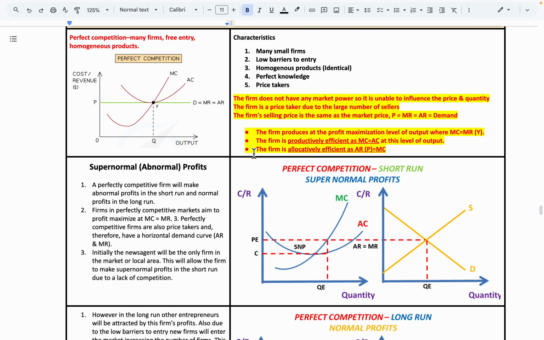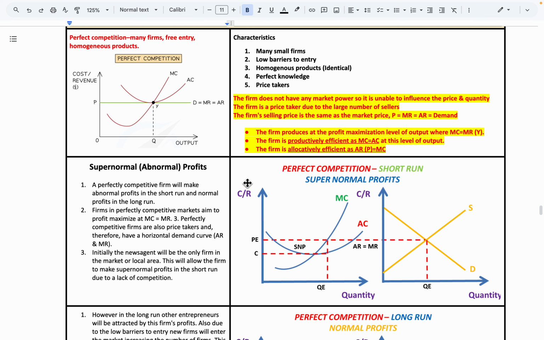Okay, perfect competition. So many firms, free entry, homogeneous products. So again, many small firms, low barriers to entry, homogeneous products, so identical, perfect knowledge, and price takers. What I mean by price takers is that they do not set the price. They do not have the market power to set the price. They don't have the ability to do that. That's why they're a price taker. They will just sell things at the given price.